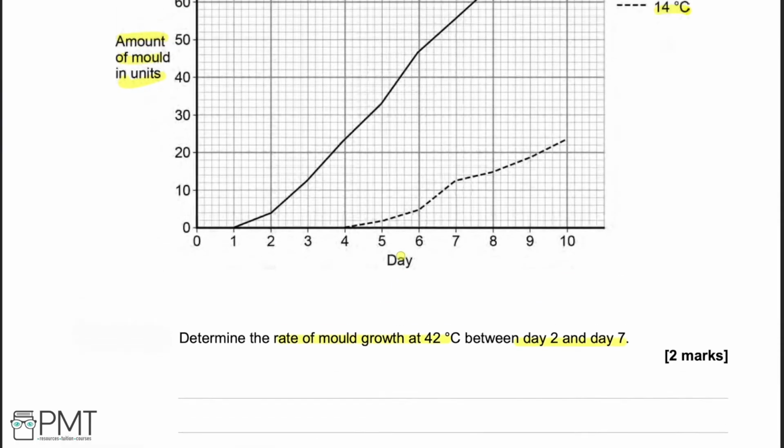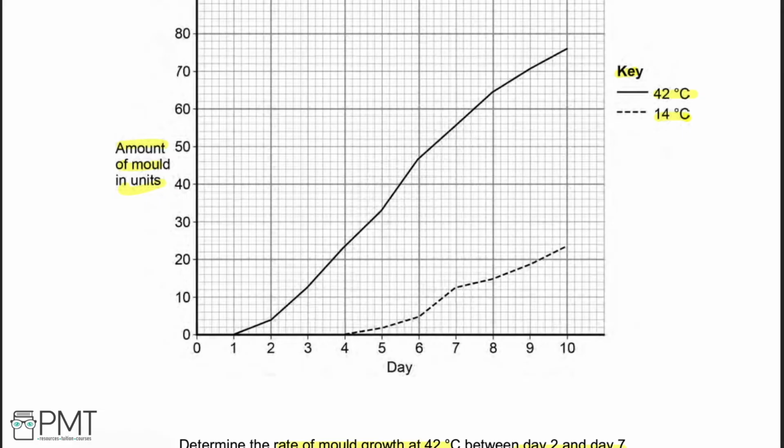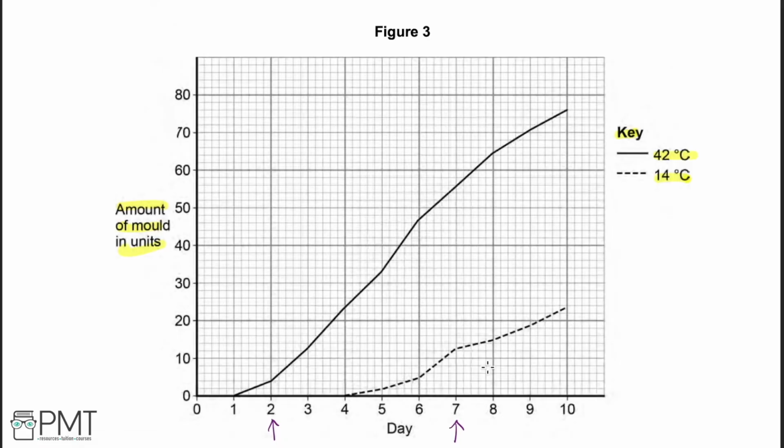Well, let's have a look back at figure 3. We are looking at the rate between day 2 and day 7, so we'll mark this on first of all. So rate is the change in something, in this case the amount of mold, divided by time. So, to find the rate of growth of mold, we're going to divide the change in the amount of mold by the number of days, which is the same here as doing the change in y divided by the change in x. Well, first of all, let's look at the change in y.